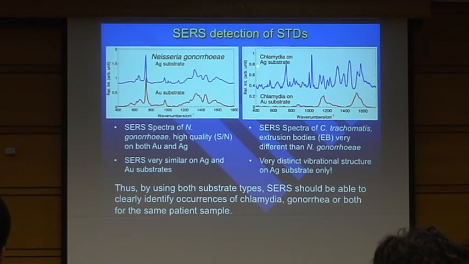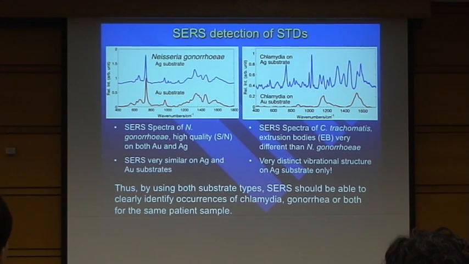I'm showing you on the right hand the SERS spectra of chlamydia, both on gold and on silver. And on the left here, this is the causal agent for gonorrhea, both on gold and silver. So a couple points to make here. One is that clearly each of these organisms has a unique signature. So one could identify one or the other, and in a mixture they should be easily distinguishable. They look very different.